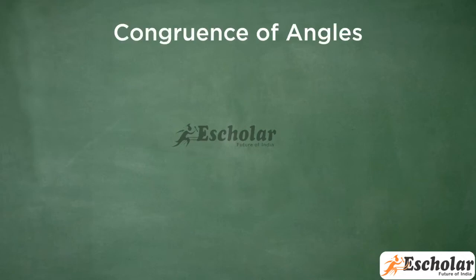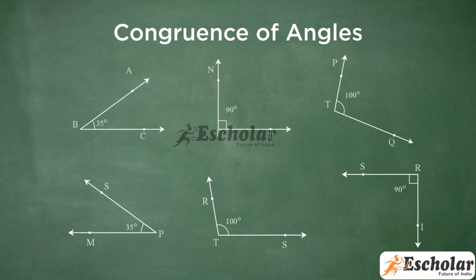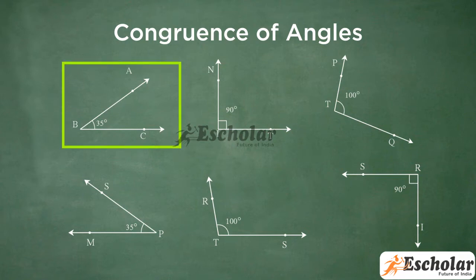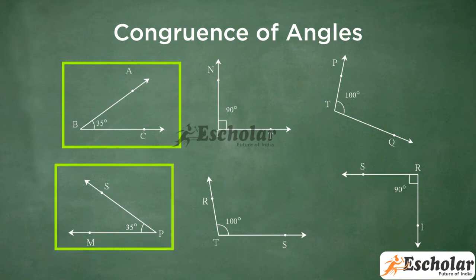Let's learn congruence of angles. Observe the given angles and write the names of those having equal measures. Angle ABC is equal to 35 degrees and angle SPM is equal to 35 degrees.